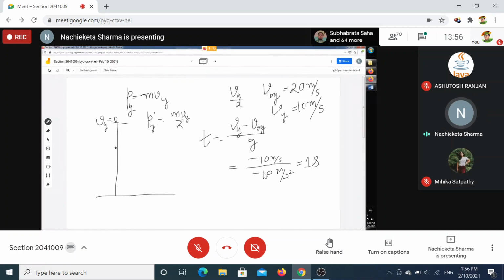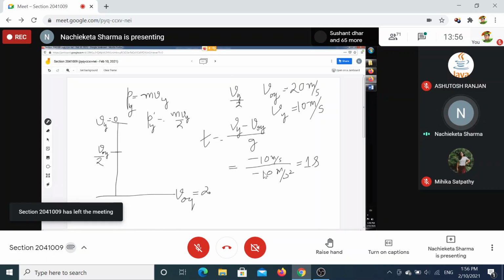And in 1 second, somewhere, suppose here, the velocity becomes half. It becomes half, V naught y by 2, isn't it? Because your V naught y was 20 meter per second. So it becomes half after 1 second.